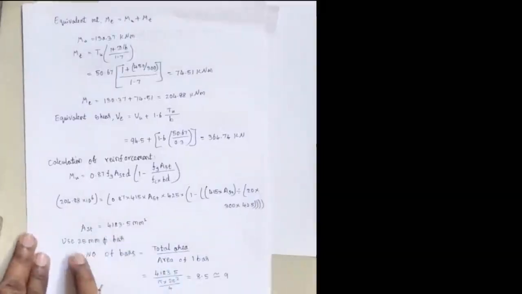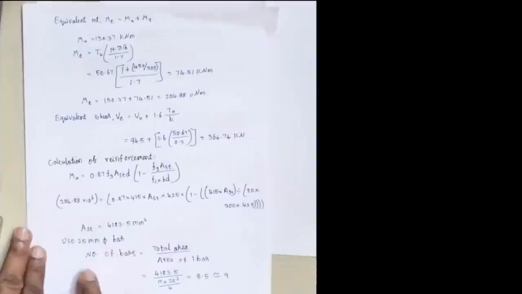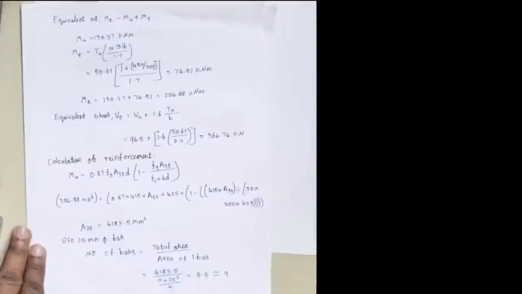Next I am going to use 25 mm dia bar and I need to calculate the number of bars. The formula is total area divided by area of one bar. Here if you see, I have substituted the value. I am getting it as 8.5. So we know that we need to round it off to the next whole number, so I am taking it as 9. So provide 9 numbers of 25 mm dia bar as main reinforcement.